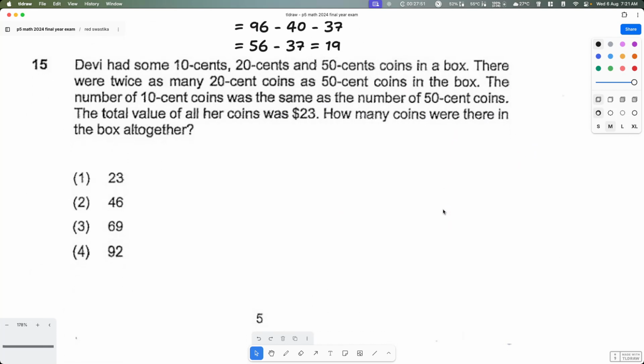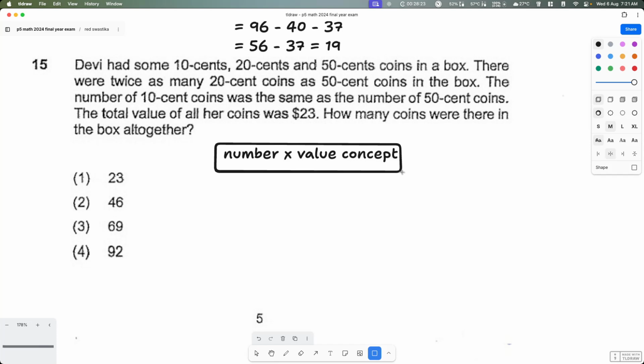All right, and the last question, 15. Devi has 10 cents, 20 cents, and 50 cents coins in the box. There were twice as many 20-cent coins as 50-cent coins in the box. The number of 10-cent coins was the same as the number of 50-cent coins. The total value of all her coins was $23. How many coins were there in the box? So I will say this is a number, X value concept.